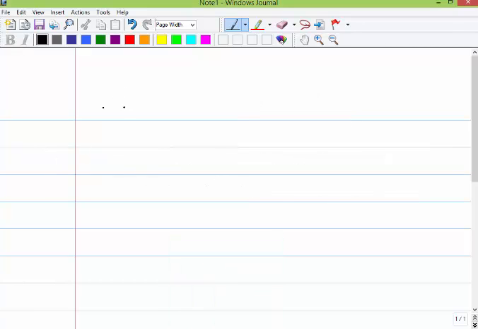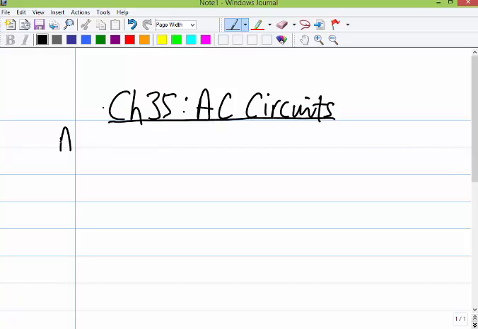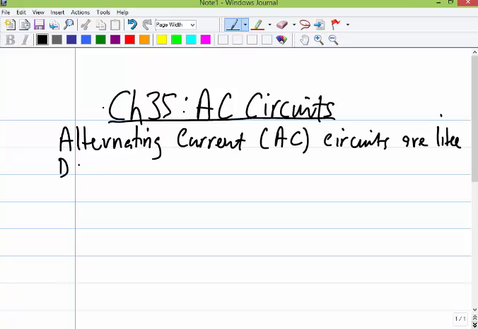Okay, so let's see, chapter 35, AC circuits. Alternating current circuits are just like our regular DC circuits. DC, of course, is direct current. So we can say in the AC circuit, we have an alternating source.